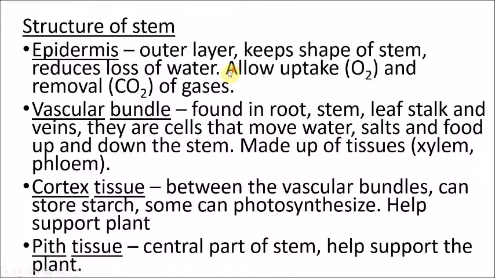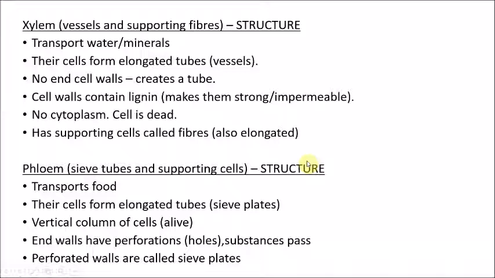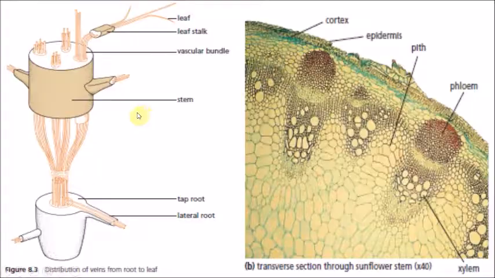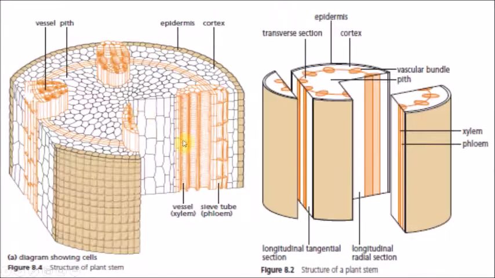So now let's talk about the structure of the xylem and phloem, and let's link that to its function. The xylem vessel transports water and minerals from the roots to the leaves for photosynthesis. To do this, they've got certain adaptations. Firstly, their cells are elongated. Their cells also don't have end walls, so it just forms a long tube.